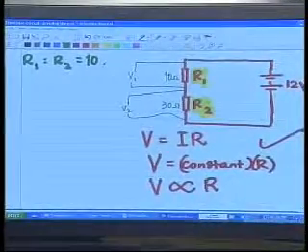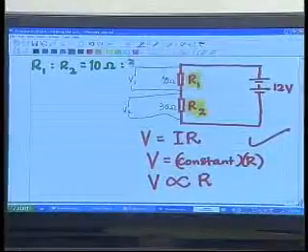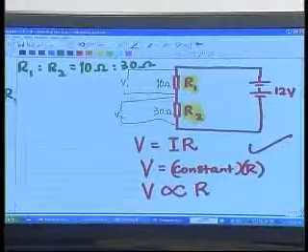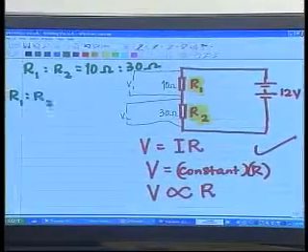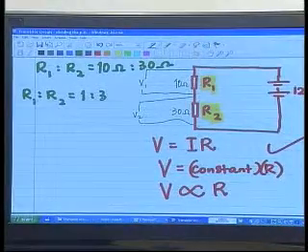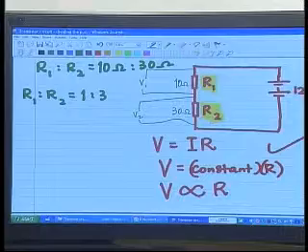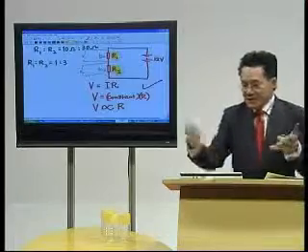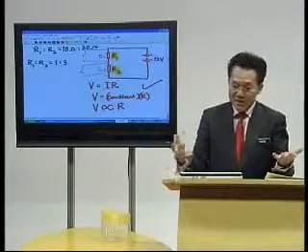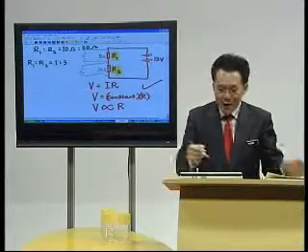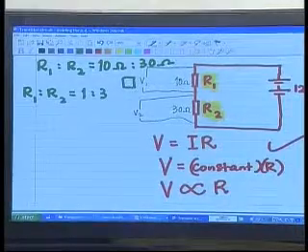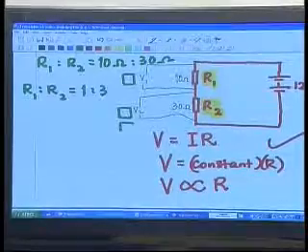R2 equals 10 ohms to 30 ohms. Alright? So, in short, R1 to R2 is 1:3. Alright? 1:3. So, in this particular diagram, what I can do is, how much is V1 and what is the value of V2? So, I can actually put here one container. Over here, I put 3 containers.